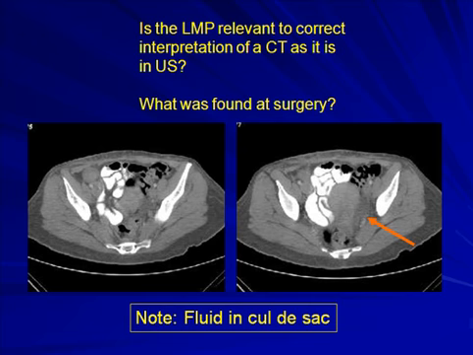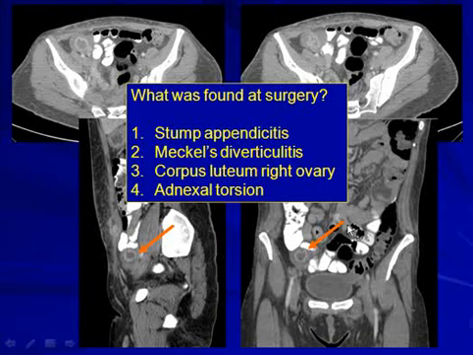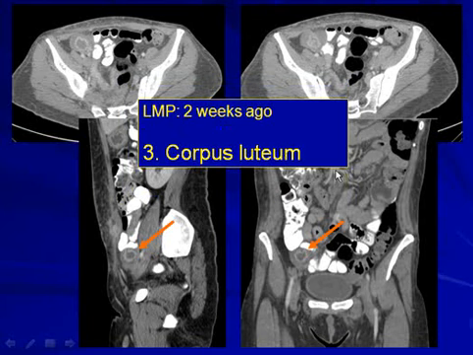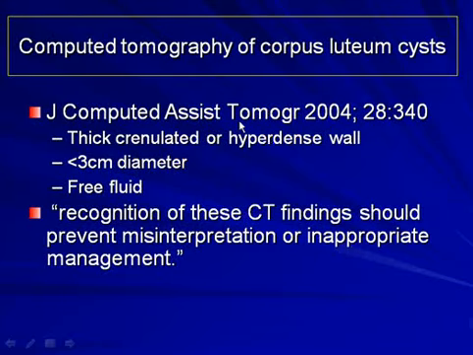What was found at surgery? Note also a little bit of fluid in her cul-de-sac. Did we find stump appendicitis? Did we find Meckel's diverticulitis, a corpus luteum of the right ovary, or adnexal torsion? Well, the answer is a normal corpus luteum because her menstrual period was 2 weeks ago. So this patient had an unnecessary laparotomy because of failure to recognize a normal physiologic structure.